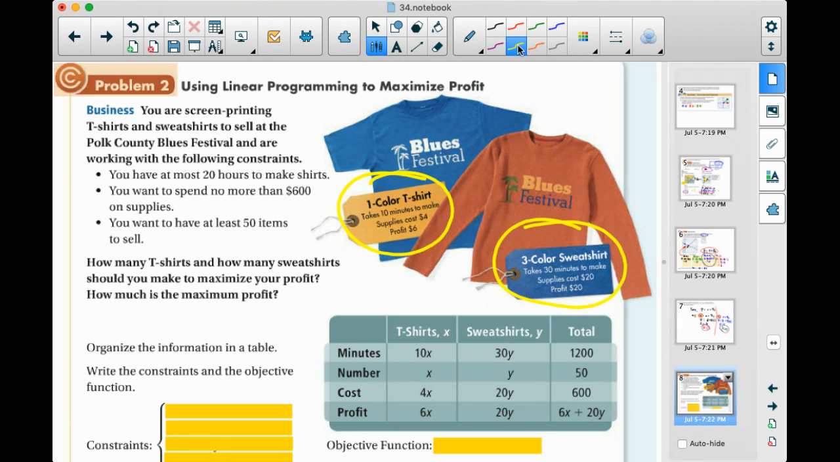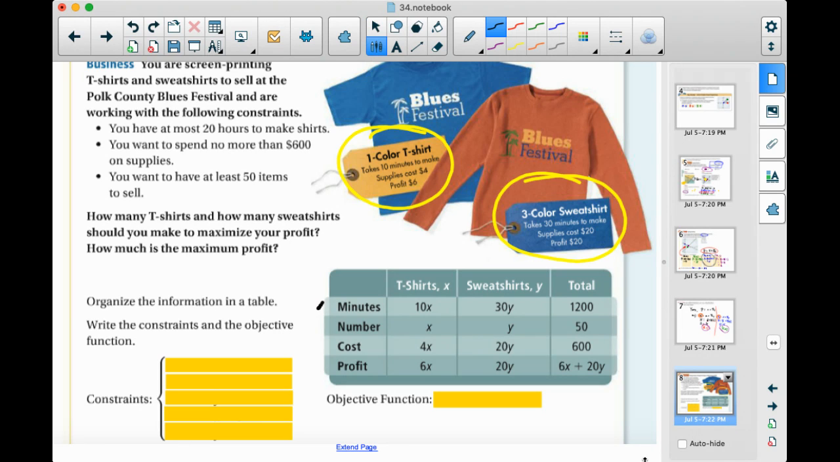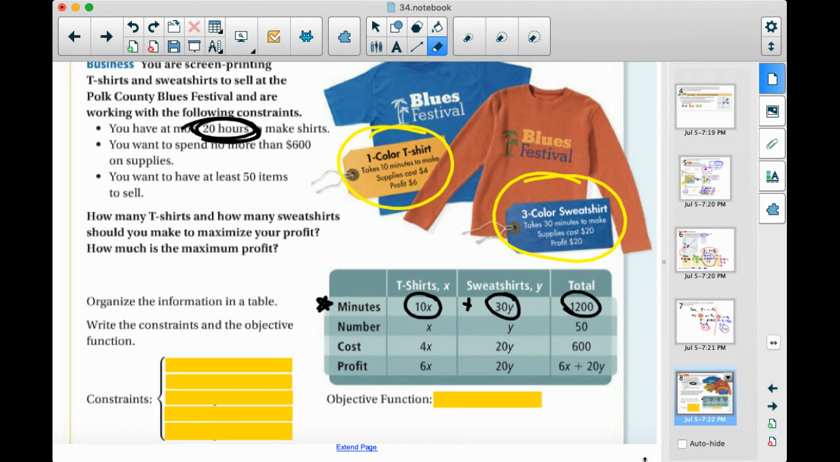All right, so let's write as many equations as we can from all that information. Okay, and those equations are right here. So let's talk about minutes. The first one we have, minutes. It takes 10 minutes per t-shirt plus 30 minutes per sweatshirt, and I only have 1,200 minutes to do that. Where'd that come from? Right there, 20 hours. Okay? All right, so there's that.